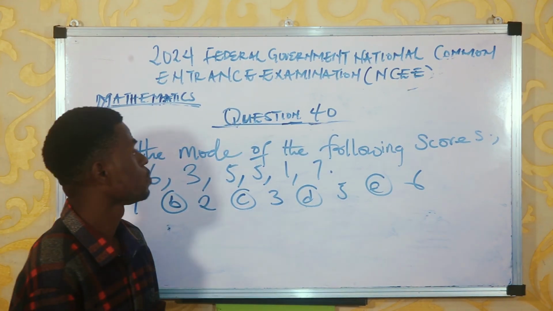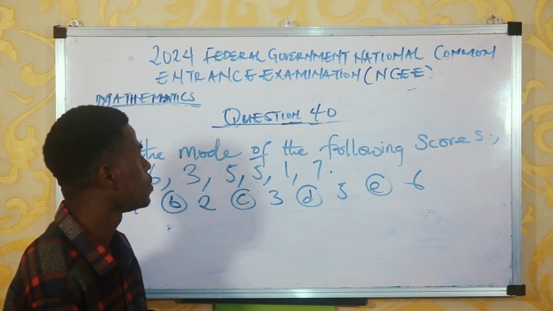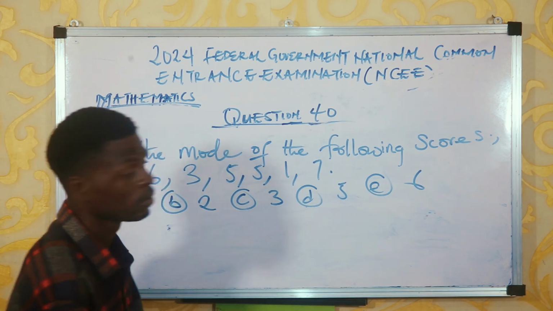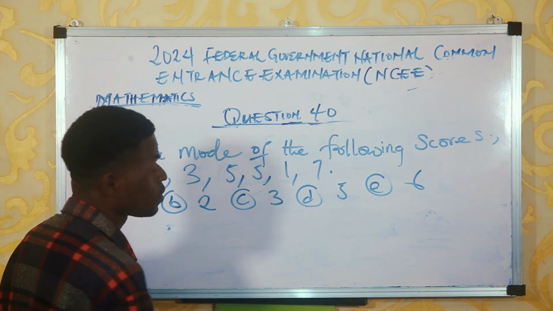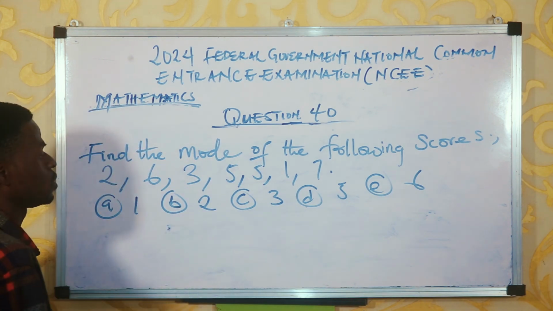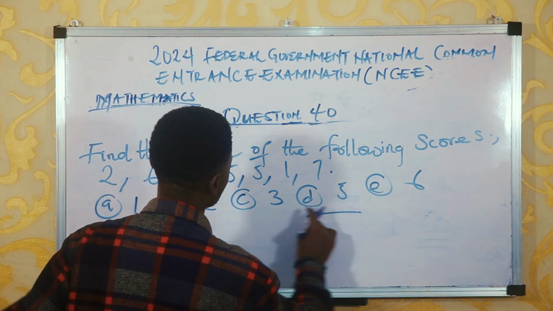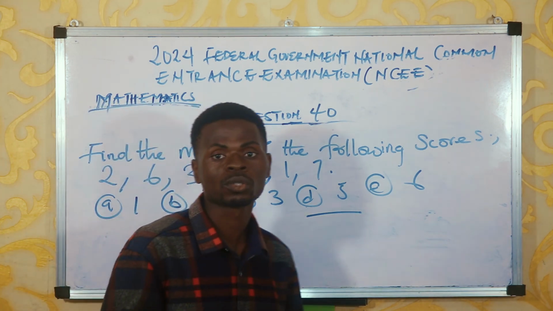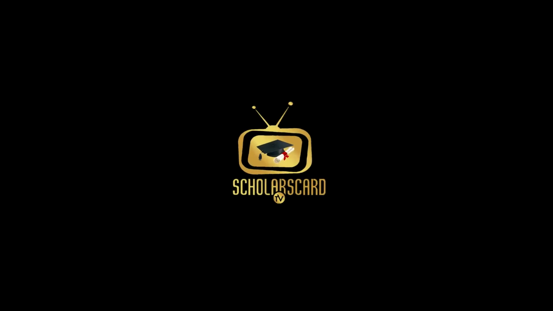Question 40 says, find the mode of the following scores. The data we have is 2, 6, 3, 5, 5, 1, 7. So the mode is 5, because 5 is the most frequent outcome out of the following scores there, which is option D. So 5 appears twice in the following scores. Thank you very much.